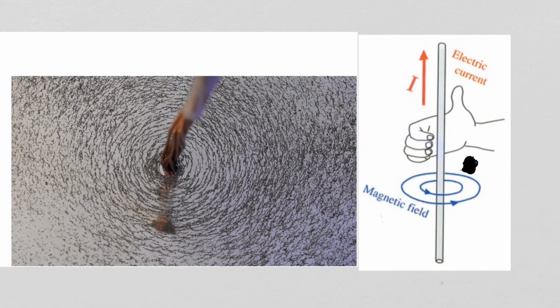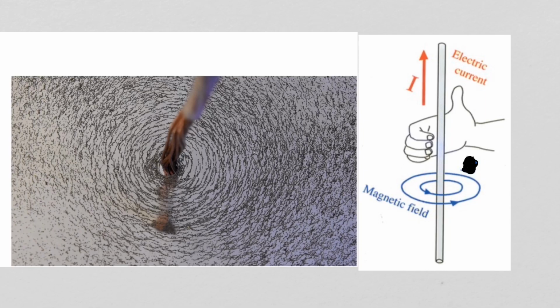In a previous video, we used iron filings to show the form of the magnetic field around a straight wire carrying a current. We'll see that you can use a right-hand rule where you put the thumb of your right hand in the direction of the current flowing through the wire, and your right fingers will curl around the wire in the direction of the magnetic field.